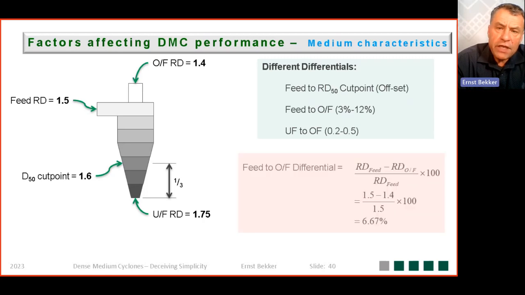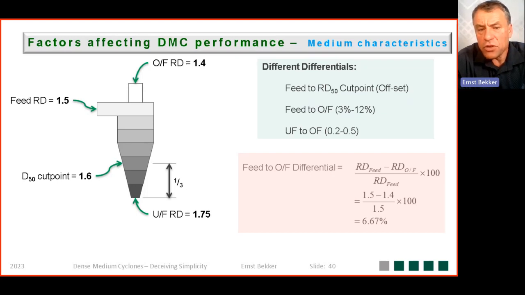The feed to overflow calculation is the one that we mostly use. And the reason for that is that access to the spigot area is often not possible. Either it's too difficult to get to that area, or you're not allowed in that area, for example, in a diamond processing plant. So the feed to overflow differential, the formula is given in the bottom right-hand block, and it just illustrates then how this calculation is performed.